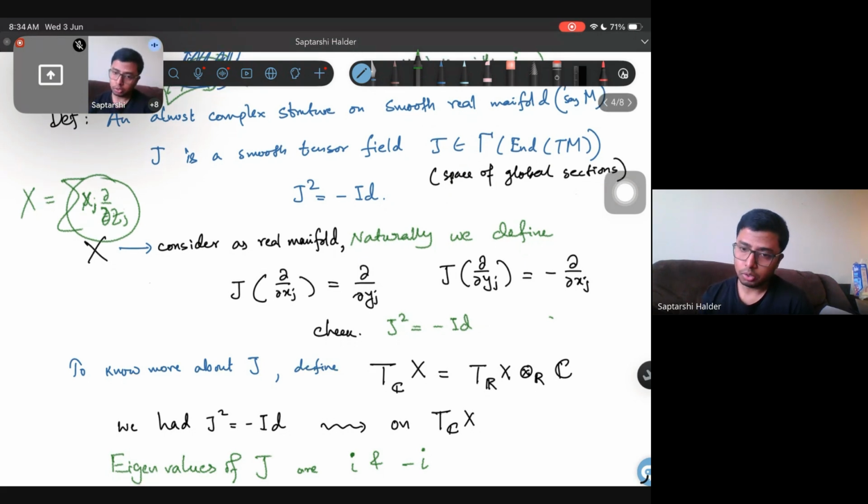Now for this j, we call it an almost complex structure if we have this thing: J square, meaning J composed with J, is equal to minus identity. This is the endomorphism, and we are observing the global sections of this endomorphism.